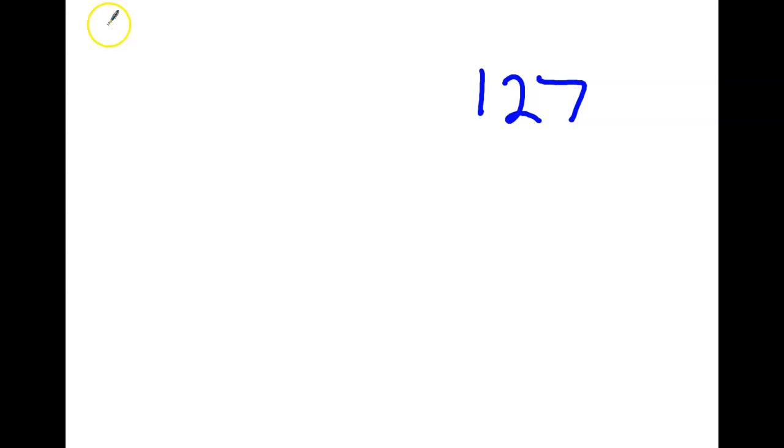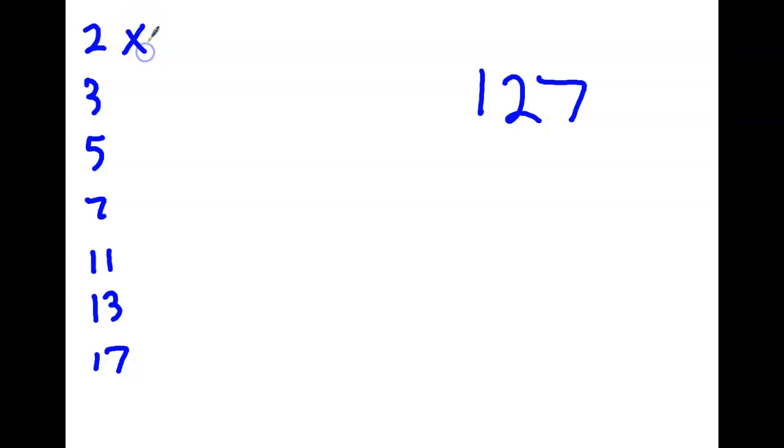So let's check 2 and 3 and 5 and 7, and the next prime number is 11 and 13 and 17. So let's test those and see if we get them. Clearly not divisible by 2, so no. How about 3? If you add up the digits, 1 plus 2 plus 7, you get 10. That's not divisible by 3, so no. It doesn't end in 5 or 0, so no.